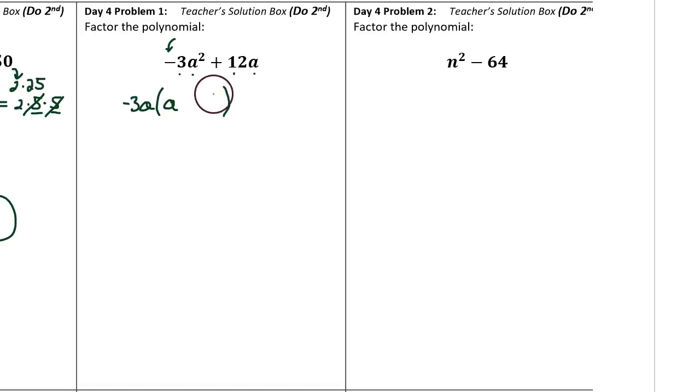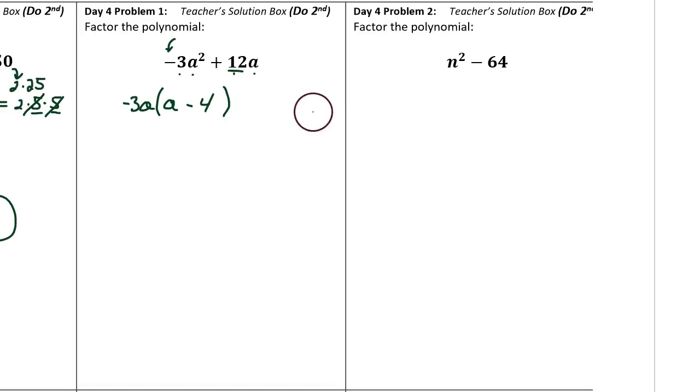Now we want to find this one here. 12a divided by negative 3a leaves what result? Another way to think of it is to ask yourself a question. Negative 3a times what makes 12a? You need to have a negative 4, because negative 3a times negative 4 makes positive 12a. This product is the factored form of this polynomial.